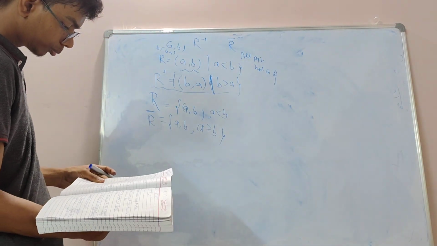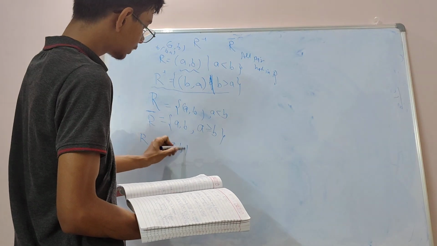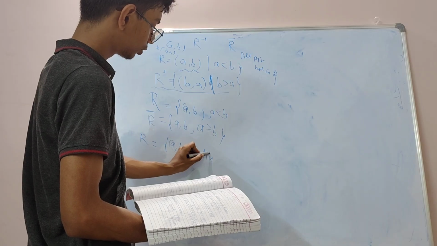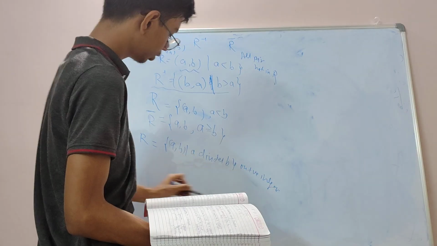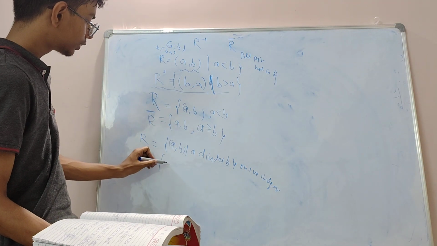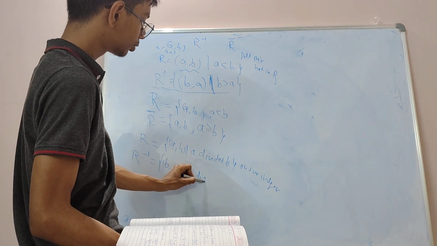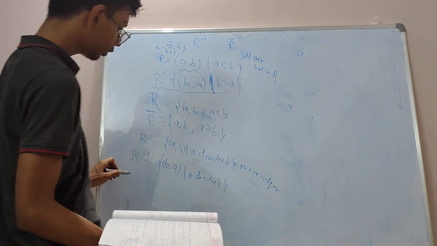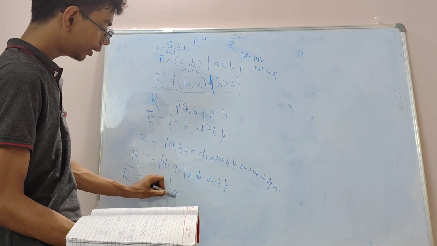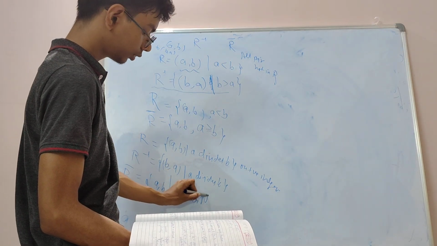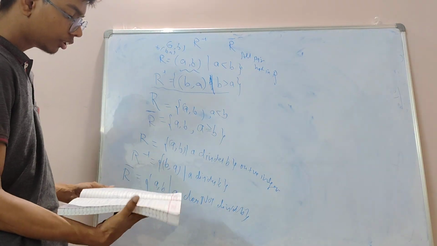Now suppose I have R equal to (A, B) such that A divides B on positive integers. So my R inverse will be (B, A) where A divides B, and the R complement will be (A, B) where A does not divide B.